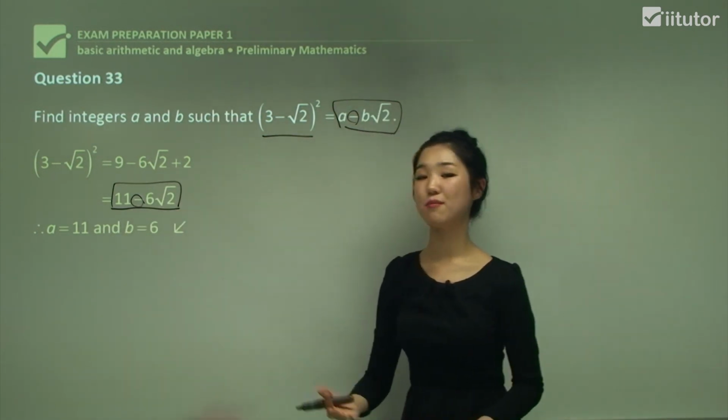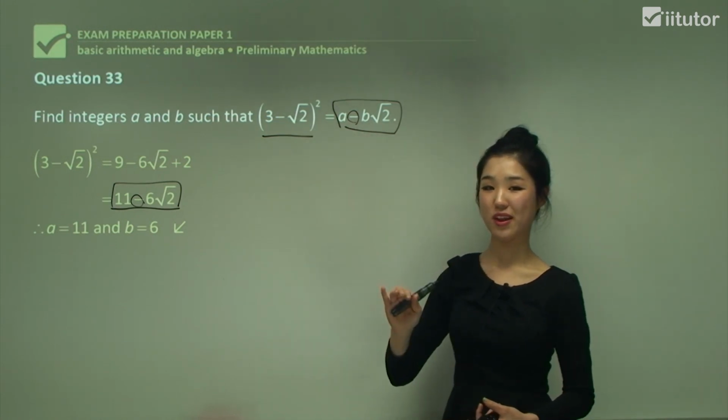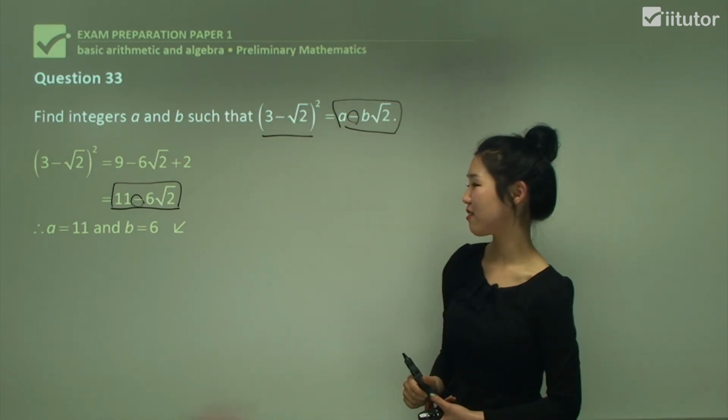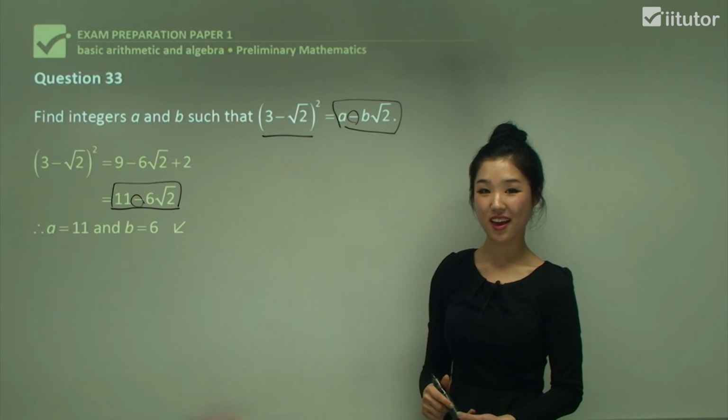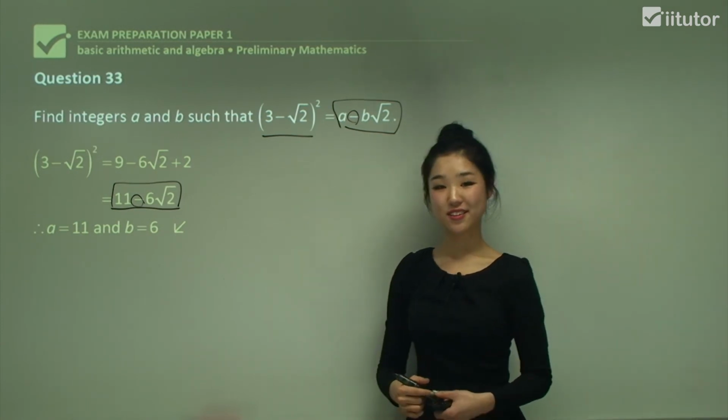So a is 11 and b is 6, and all I did to that was expand that side and compare it with this one. Okay, so how easy is that? Only required like 3 steps. Okay, so have a look at that one. And that concludes part 4.